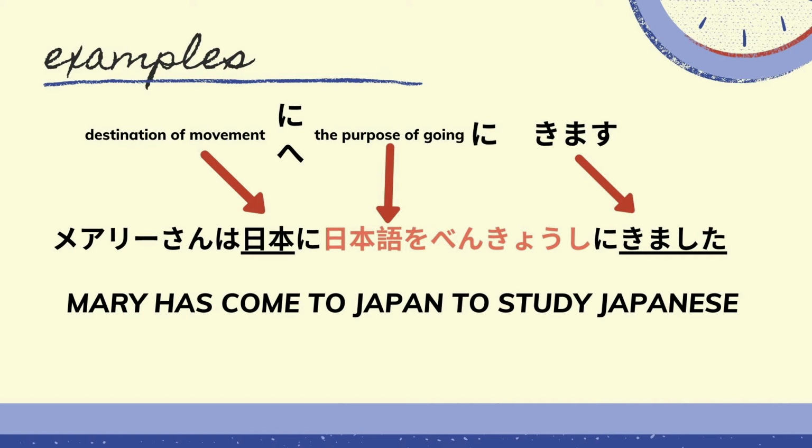Meri sangwa nihon ni nihongo o benkyou shi ni kimashita. Our destination of movement here is Nihon, followed by particle ni, and our purpose of going here is Nihongo o benkyou shi, and followed by particle ni and kimas, which is naka-past tense dito, so kimashita. In English, Mary has come to Japan to study Japanese. Our purpose here is to study Japanese. Pumunta siya ng Japan para mag-aral ng Japanese language.